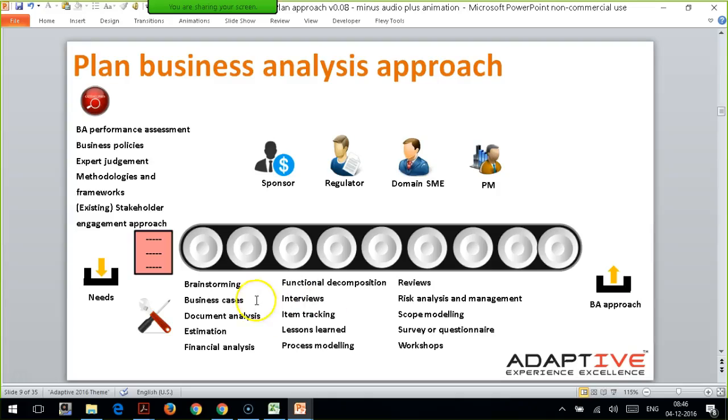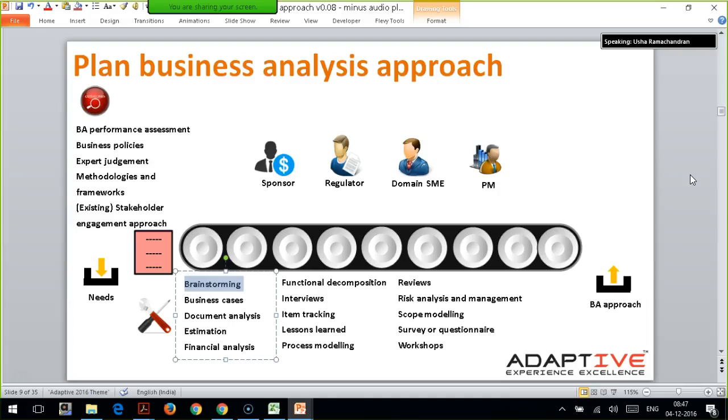Okay, now coming to the tools, there is a tool called brainstorming. How many of you know brainstorming? I believe many of you would know. Yeah, I've used it. Yes. It's a very simple technique which many people use, which is to think and discuss. Business cases and financial analysis I will do in strategy.